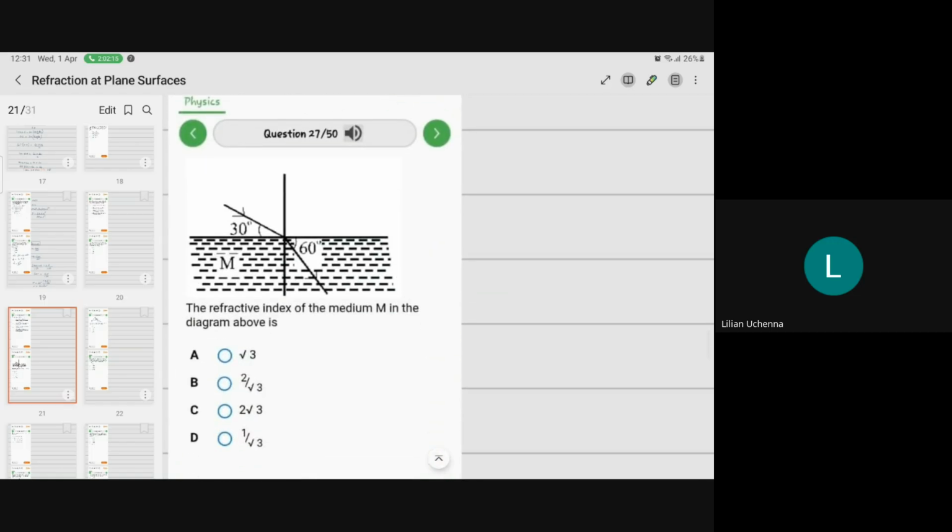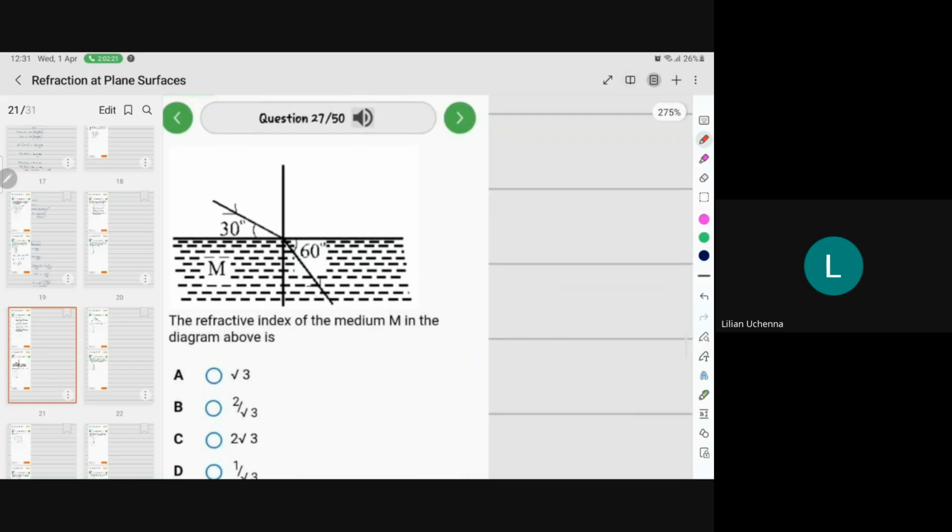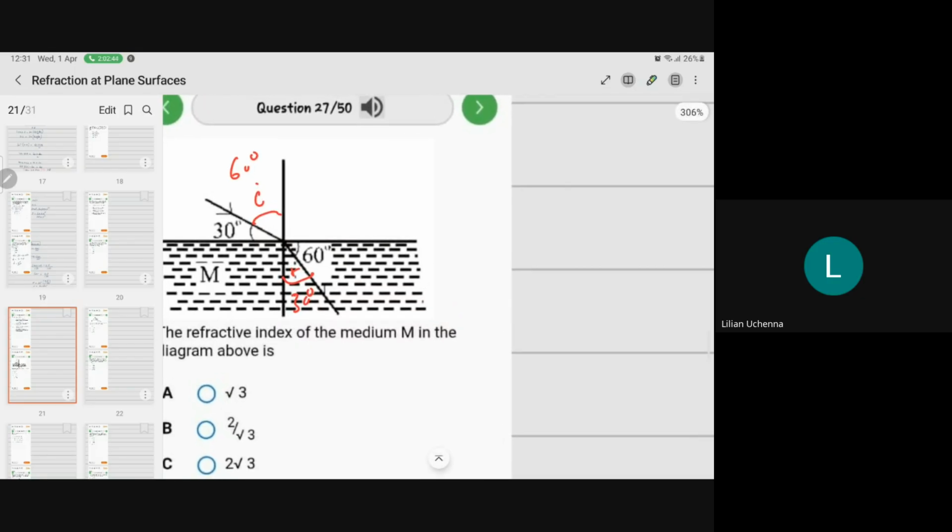The next one says the refractive index of medium M in the diagram is what? The only thing you need to pay attention to is that this 60 here will be the angle of incidence, 90 minus 30. Here will be the angle of refraction, 90 minus 60. So here should be 60 degrees, here should be 30 degrees. Pay attention to that because they didn't give you the actual angle. Thumbs up if you understood what they did there to confuse you.